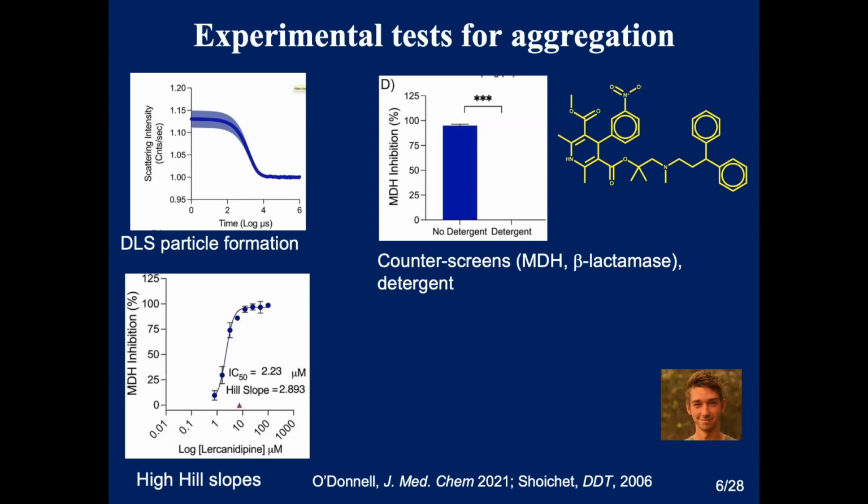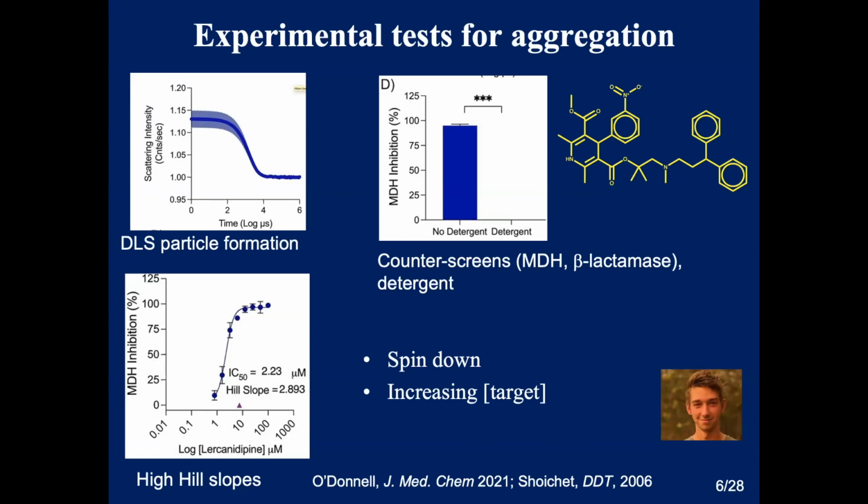But the problem with the high Hill slopes is you can get aggregators that don't have high Hill slopes. There's several other things you can do. You can spin: colloids will spin down, proteins won't. So you just put your aggregators in a benchtop microfuge and spin it down for 20 minutes. It works better if it's in the cold, and then take the supernatant and do that before and after spin down. And if all of your inhibition goes away, it's a good sign you've got colloids.